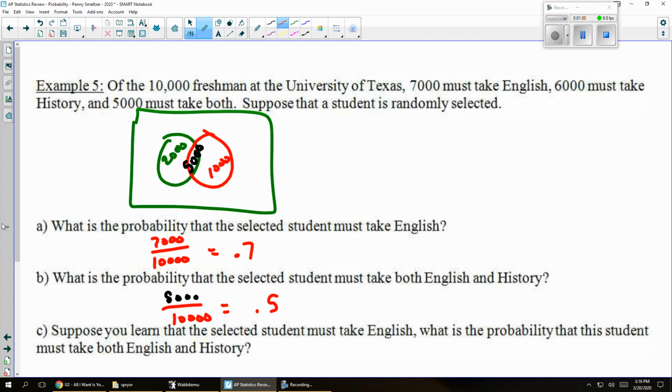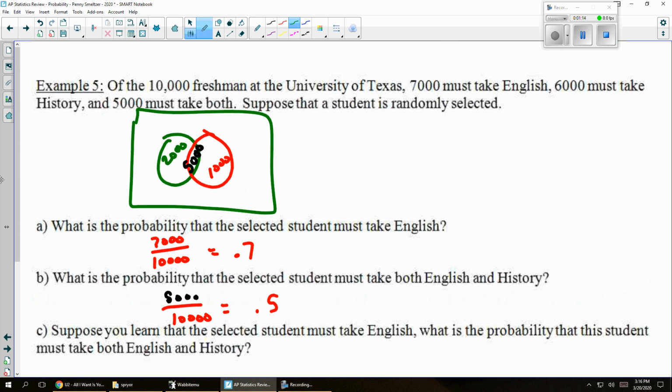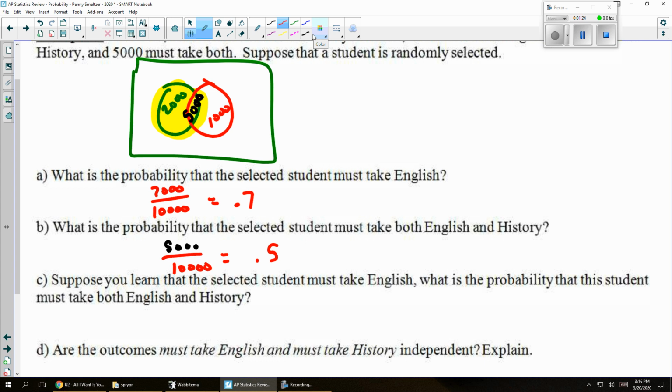And now it starts to get interesting. So what's the probability that if they take English, they're taking both? So if I say which ones are taking English, only the students taking English, that's only the people on the left side here. So let me turn this into a highlighter. That's only these students. If it's one of these students, then it's out of those 7,000. How many are taking both? That's 5,000, or 5 out of 7.